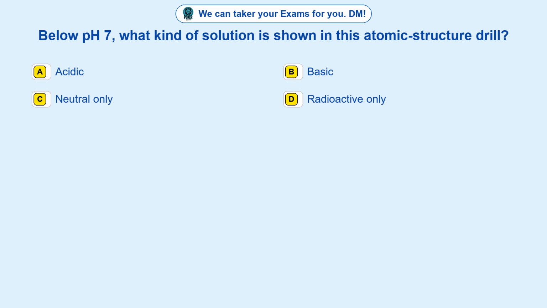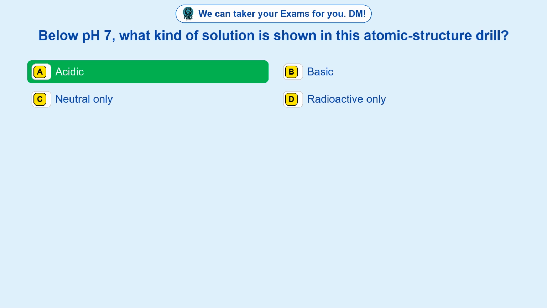Question 35. Below pH 7, what kind of solution is shown in this atomic structure drill? Option A, acidic. Option B, basic. Option C, neutral only. Option D, radioactive only. The correct answer is option A.